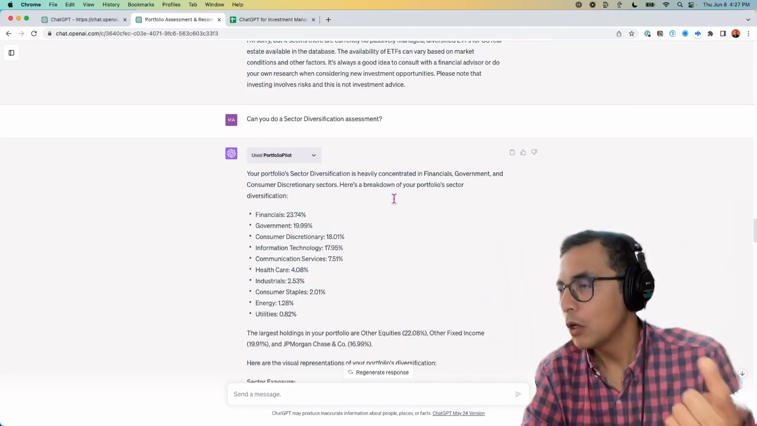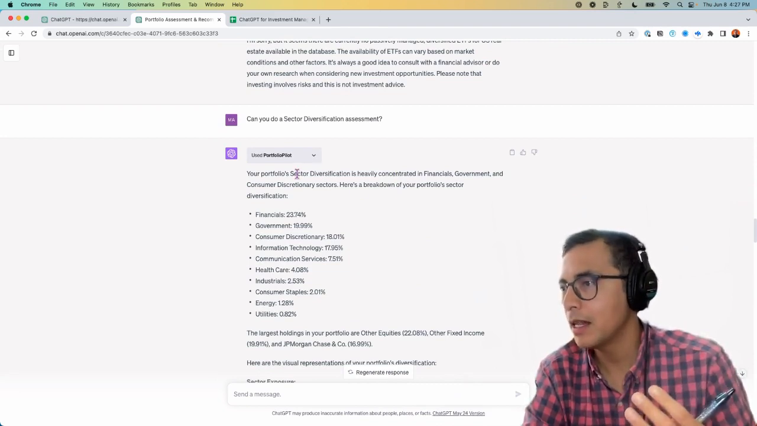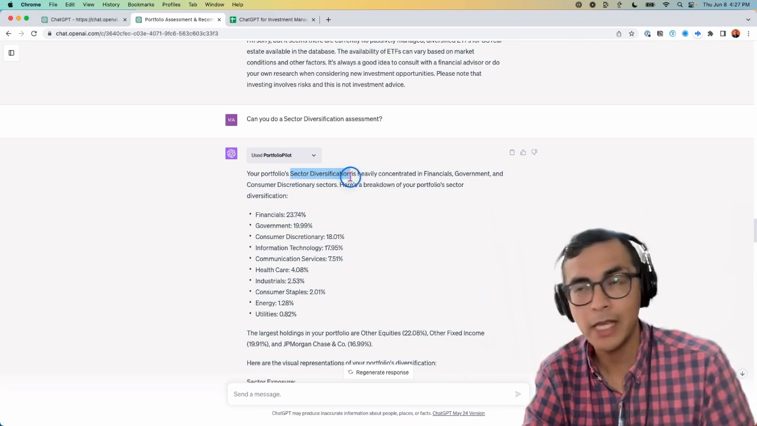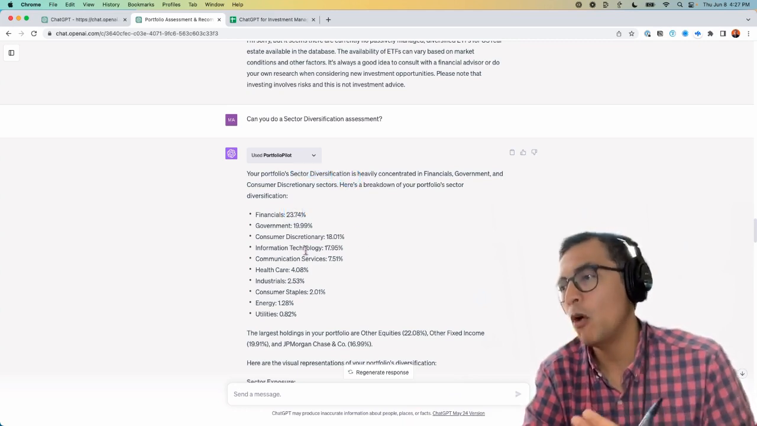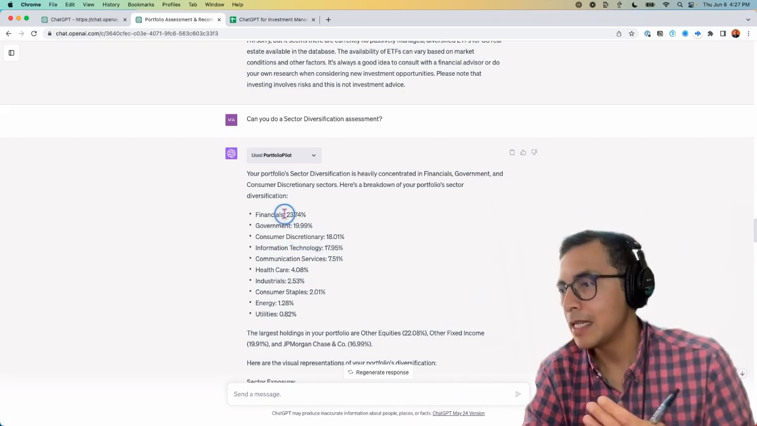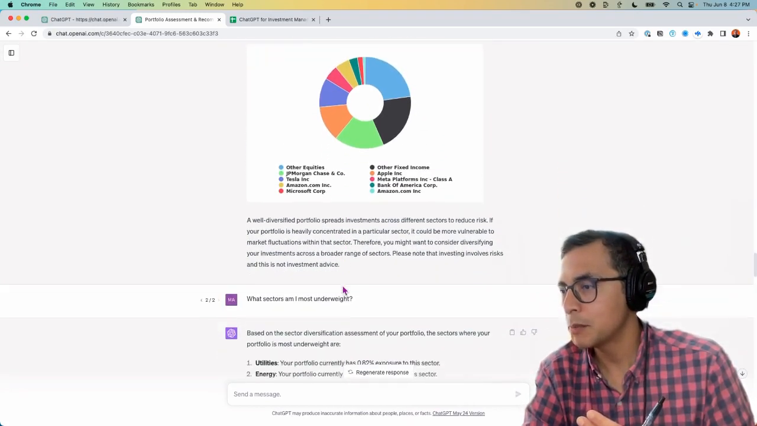All right, so going back to the different risk in my portfolio, the next thing that I asked for is sector diversification. So as I mentioned, I know that I'm overweight financials and I'm overweight technology, and that is the case here. So I'm glad that ChatGPT was able to spot that.